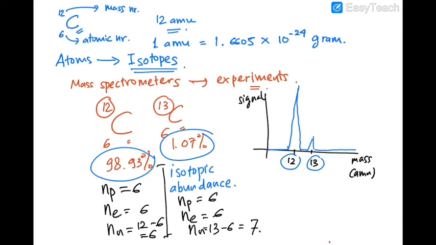So in this case, in nature, based on experiments, we have 2 different isotopes of carbon with the isotopic abundance of 98.93% for the 12 one and the rest for the 13 one. Now, of course, if you sum up the isotopic abundance, the sum should always make up to 100%.